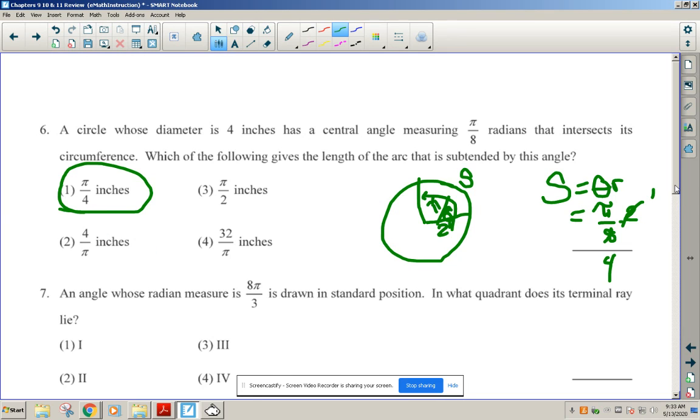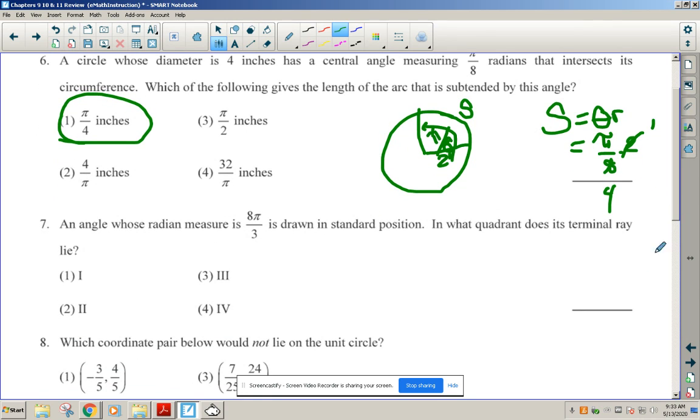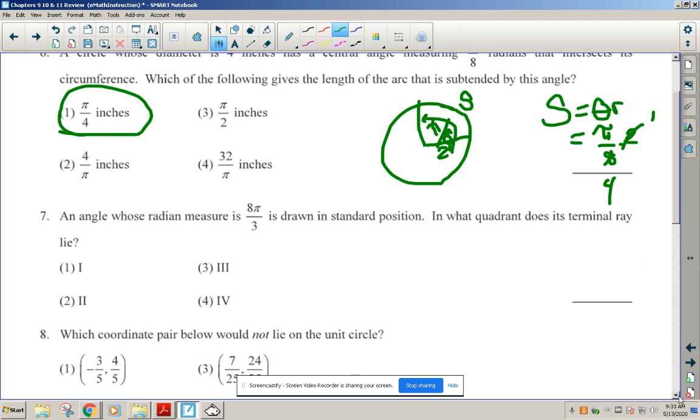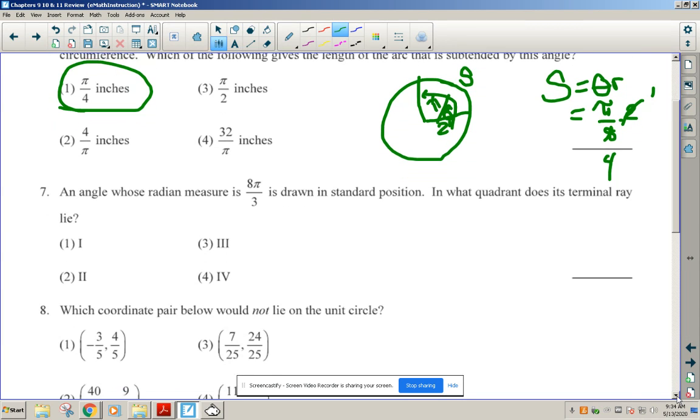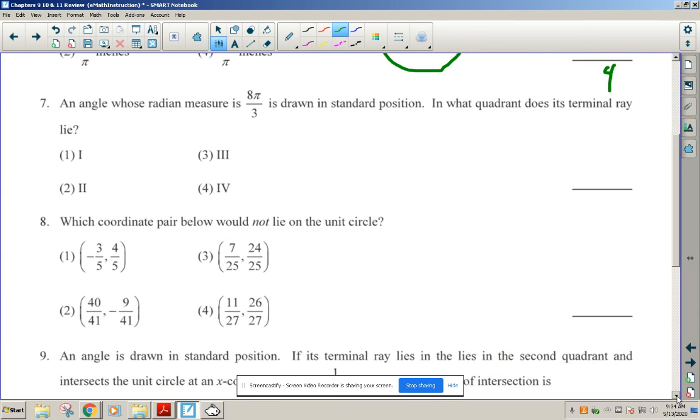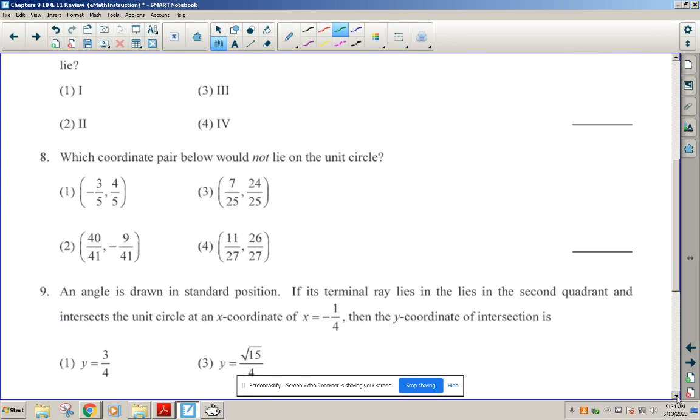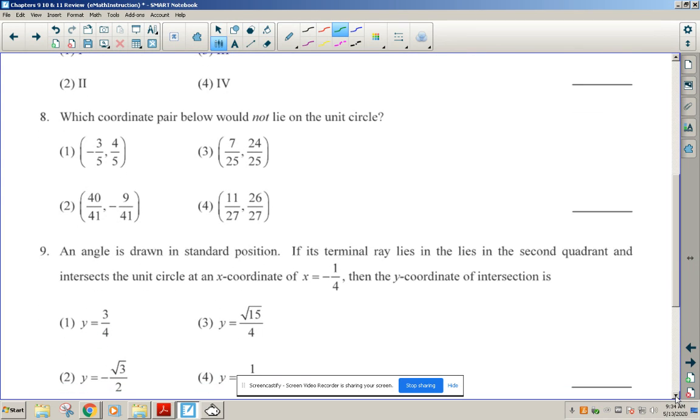Always, like I say to you, do the problem as if it's brand new, and then look at the choices to see how you should have your form. So this one wanted it to stay in pi form. If it was in terms of actual inches on a ruler, you would have taken 3.14 and divided it by 4, and then that would have given you a measure you can get on a regular ruler.